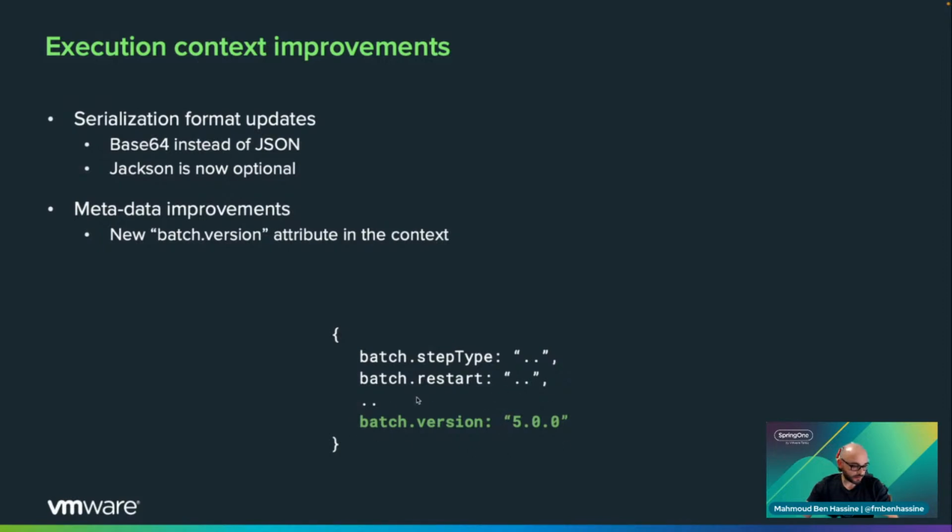This is very interesting. When you migrate from one version to another, you can see the difference in the execution context, and you can know which version you are coming from. It's also good for debugging, so you can know which version you are currently using when you debug the execution context. So this is a nice improvement in the execution context metadata.